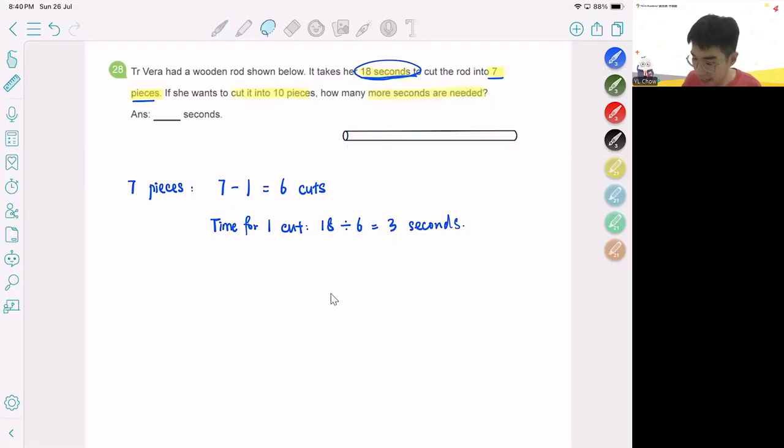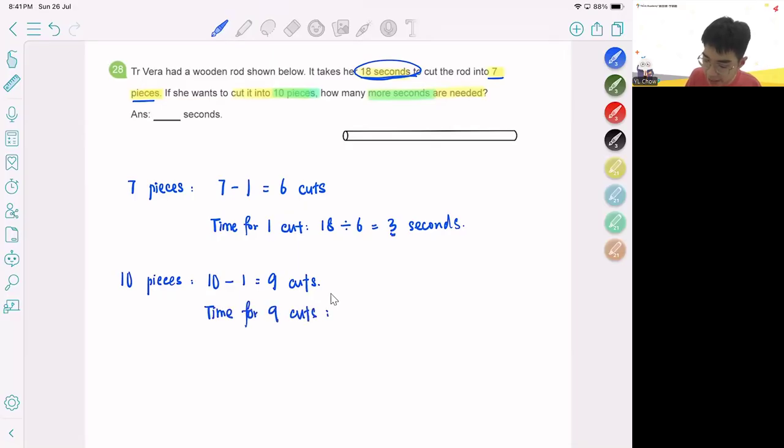The question is asking, if she wants to cut it into 10 pieces instead, how many more seconds are needed? This time, I'm cutting it into 10 pieces, which means I will need 10 minus 1 equals 9 cuts. 9 such cuts, how long will it take? We already know each cut is 3 seconds, so the time taken for 9 cuts will be 9 times 3 equals 27 seconds in total. In total, if I were to cut it into 10 pieces, I need 27 seconds.